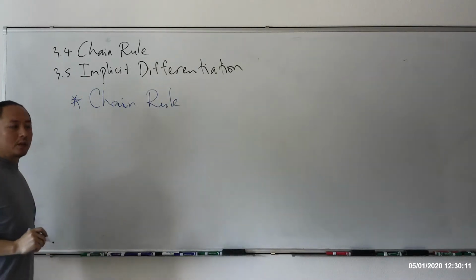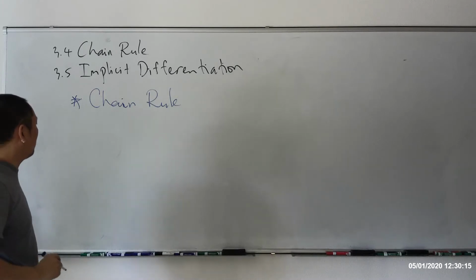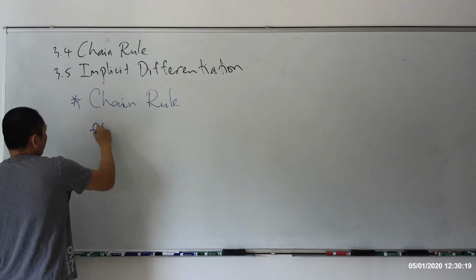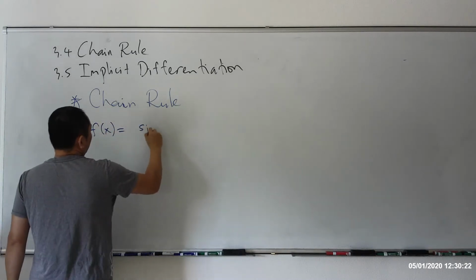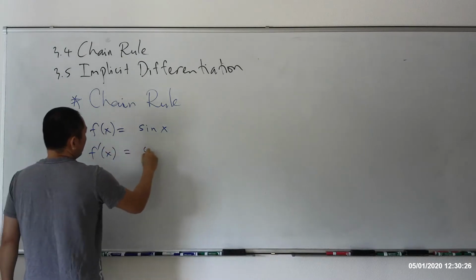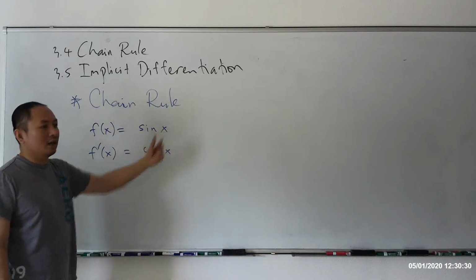Besides the product rule and the quotient rule that we learned last time, chain rule is also very important to help you take derivatives. So you learned this before. Say f of x equals sine x, and you know that the derivative of f of x is cosine x, right? It's just because the variable is x and we have sine of just x as well.